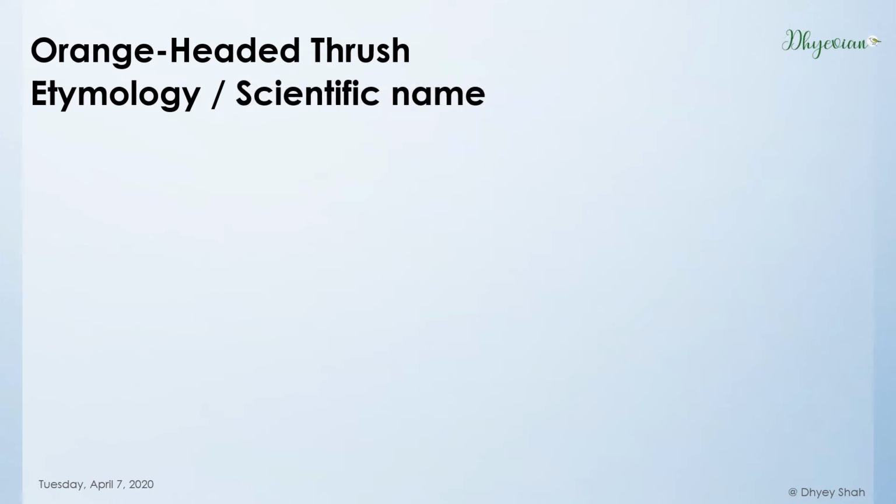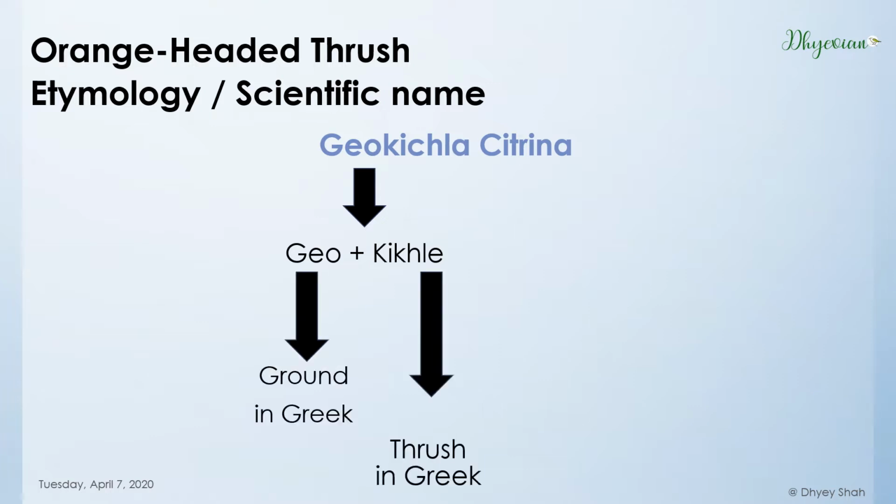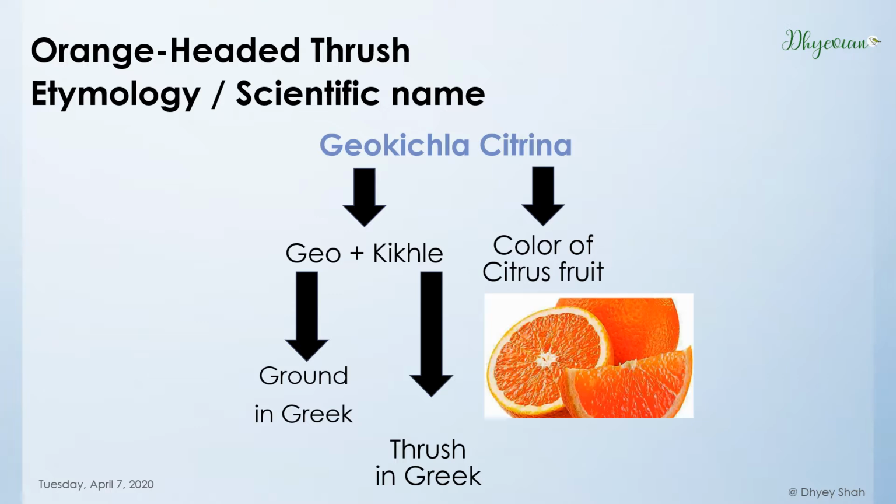Let's come to the scientific name. The scientific name of orange-headed thrush is Geokychla citrina. Geokychla means geo and kychla. Geo means ground in Greek and kychla means thrush in Greek, a ground thrush. Citrina means the color of a citrus fruit. So, a ground thrush with the color of a citrus fruit, shown right here.